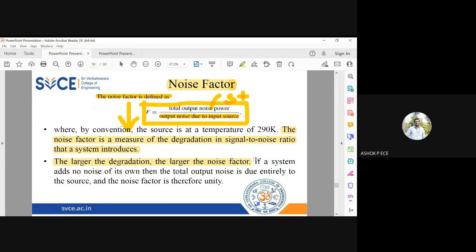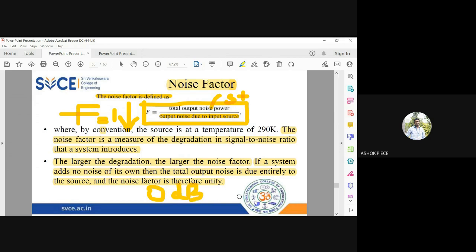So if a system is not going to add any noise due to itself, it is going to just use the input noise. Then I told you numerator is going to be source plus the device noise, right? So the device's noise is going to be 0. Then numerator will be equal to denominator. So the noise factor is going to be unity. So ideally, we require F value to be equal to 1, or in dB, it is going to be 0 dB because it is noise power, right? So 10 log 1 is going to be 0 dB.